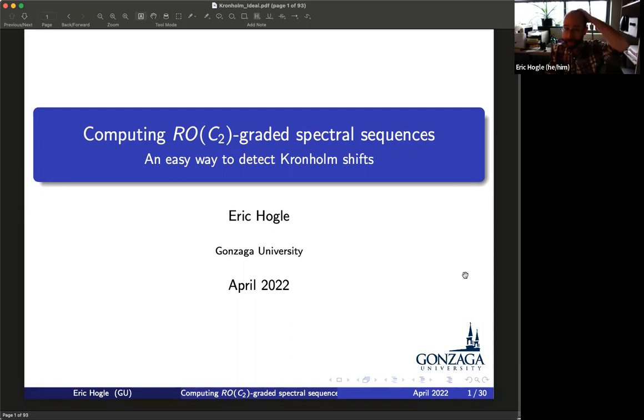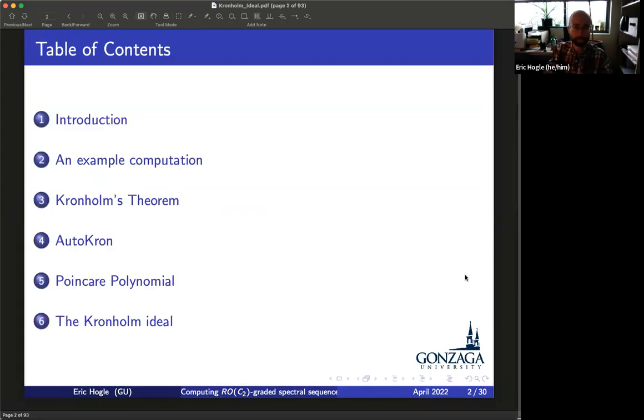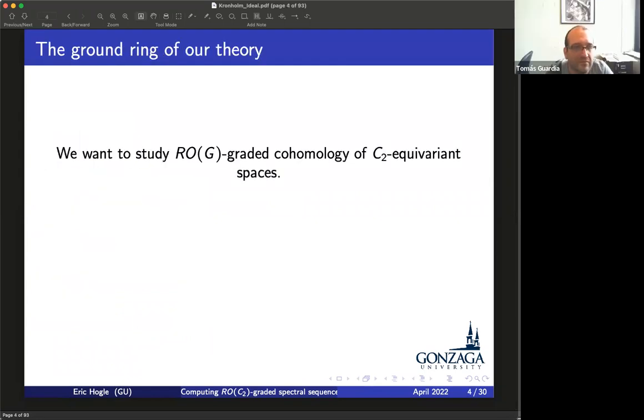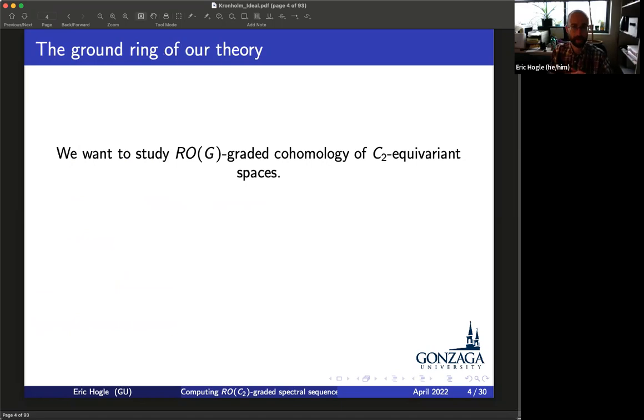Okay, so this is a talk that's related to equivariant topology. So topological spaces with a group action on them. And I want to start by just talking a little bit about what the cohomology that we're going to use to look at these spaces is like.